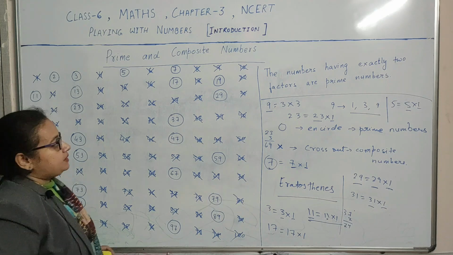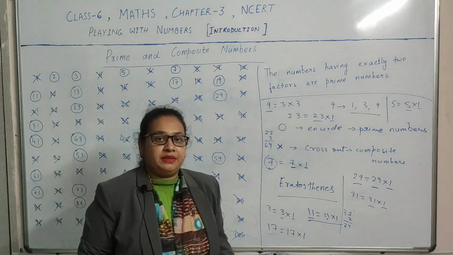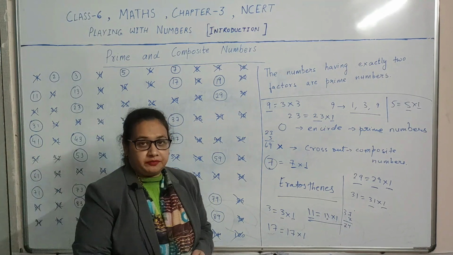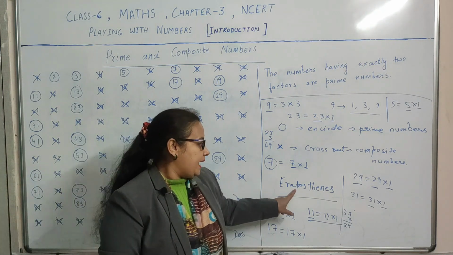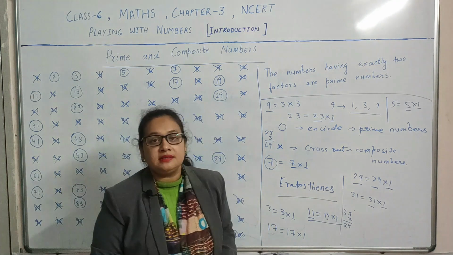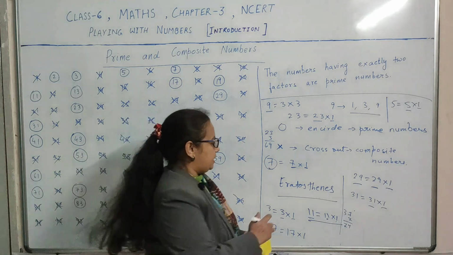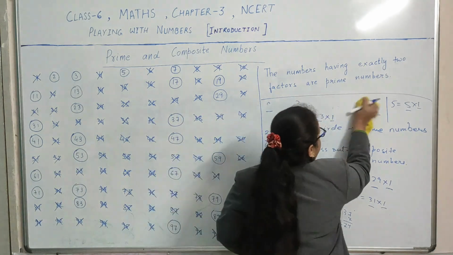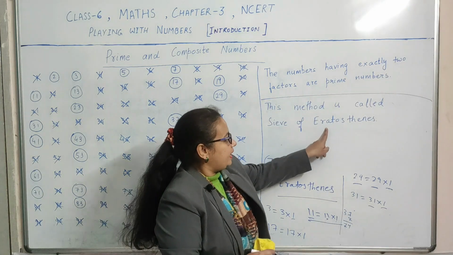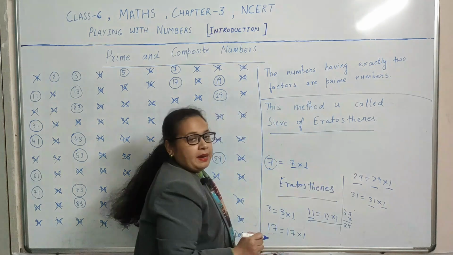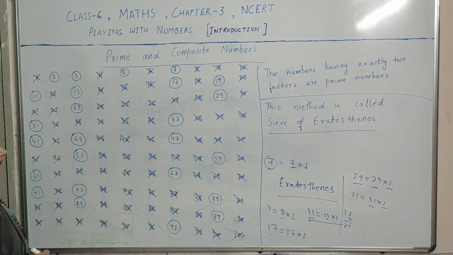Okay, this method to find the prime numbers from 1 to 100 in an easier way was given by the Greek mathematician Eratosthenes, and this method is known as the Sieve of Eratosthenes. So I will write the name of this method, Sieve of Eratosthenes. Okay, this is the name of this method. Understood?